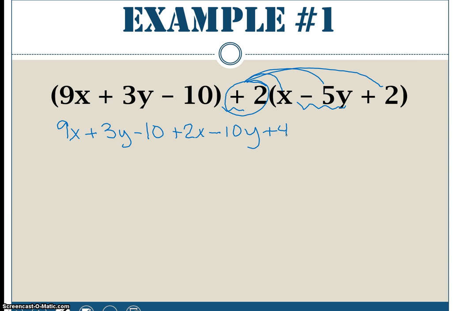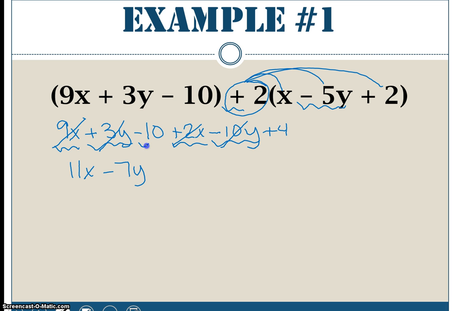Now we're going to combine our like terms. Remember, we're looking for same variable, same exponent. So 9x goes with a positive 2x. Again, I'm underlining the sign with it. So 9x and 2x make 11x. Then I've got a positive 3y and a negative 10y. So positive 3 and negative 10 give me negative 7y.